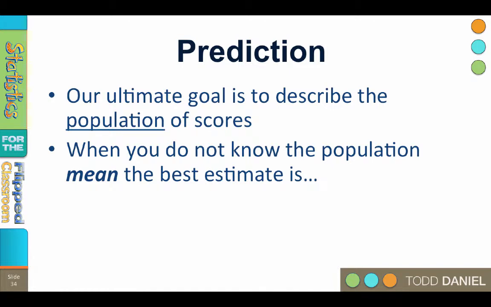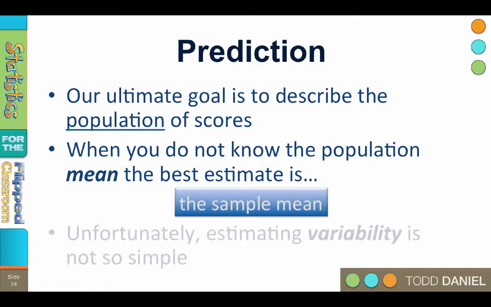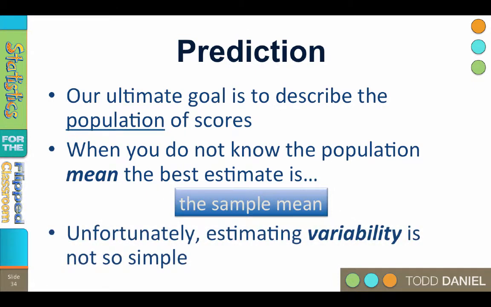Recall that our ultimate goal is to describe the population of scores. When you do not know the population mean, the best estimate is the sample mean. They're always the same. Unfortunately, estimating variability is not so simple.